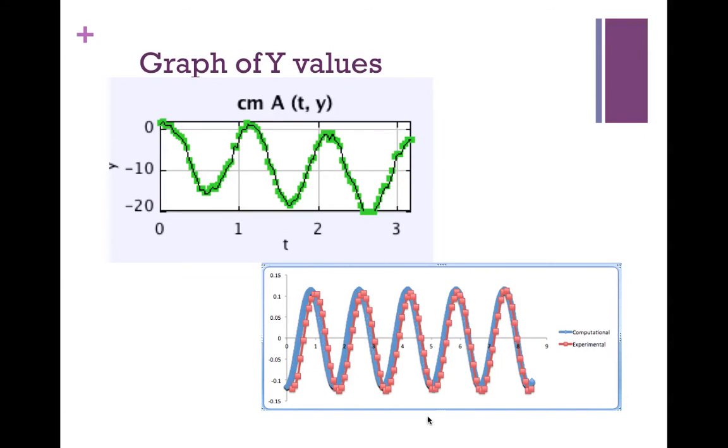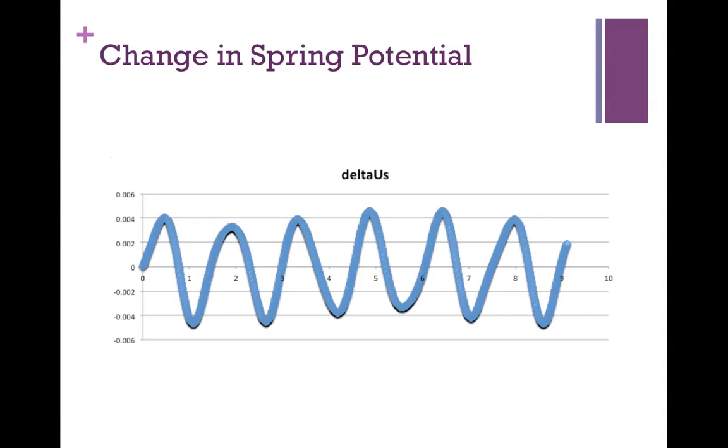I did the same for the y, and it's just in the y direction, y versus time, and then the comparison between computational and experimental y values. And then I graphed our change in spring potential over the amount of time that we had tracked the video, and were able to get a U value from this experiment.